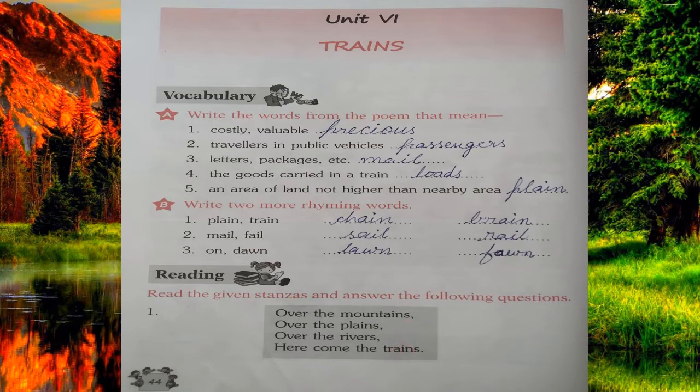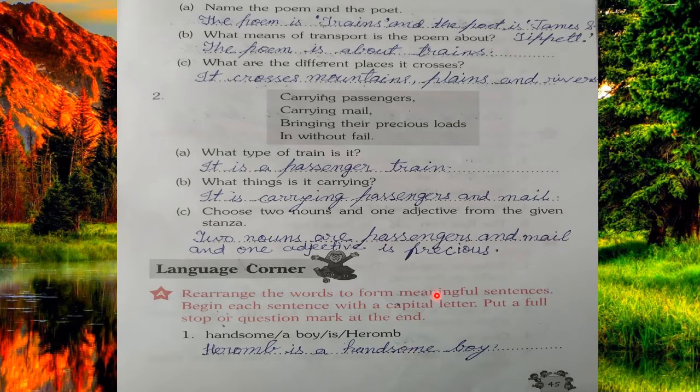Now come to the question. The first question is, name the poem and the poet. Here you have to write the poem name and poet name, both. The poem is Trains, and the poet is James S. Tippett. So this is done. Next question is, what means of transport is the poem about? The poem is about trains. Next question, what are the different places it crosses? In this poem, the train crosses mountains, plains and rivers.